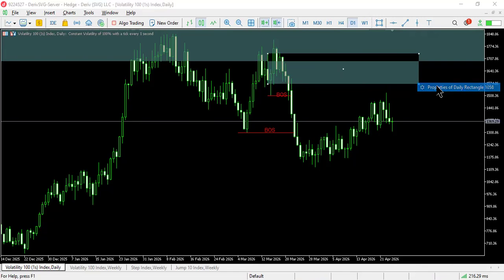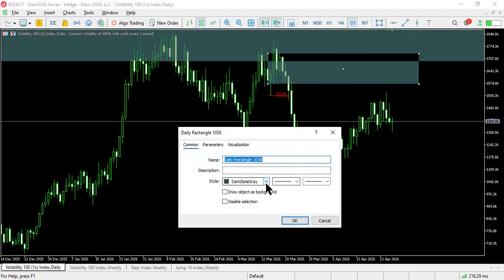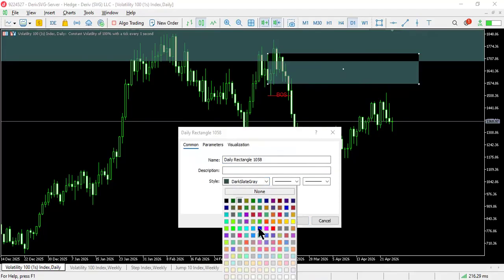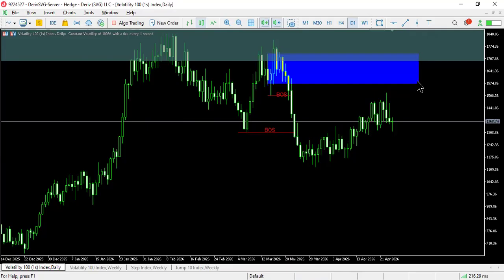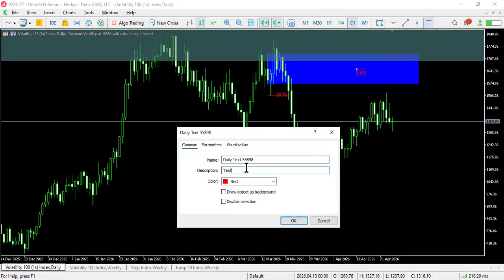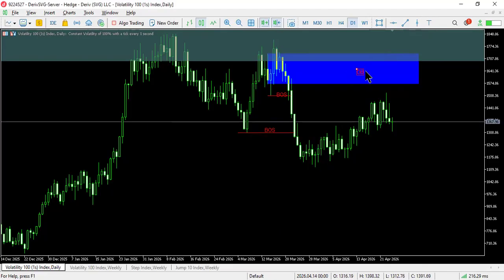From the daily time frame, price has not yet hit our order block. So that's pretty much it from the daily time frame, and then we have a swing low here.